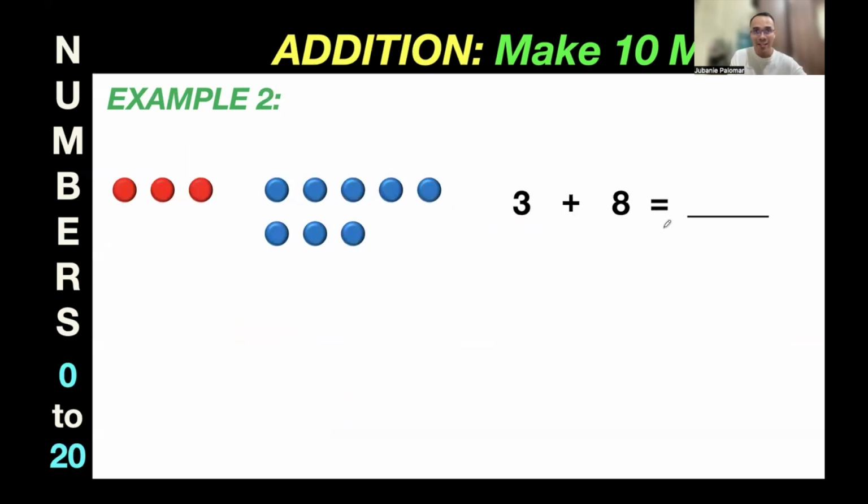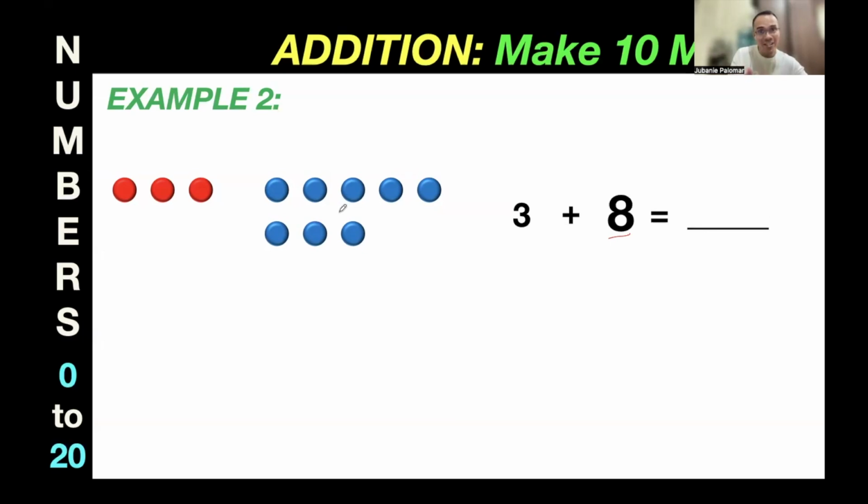3 plus 8 equals blank. There are 3 red counters and there are 8 blue counters. Now let's focus on the numbers 3 and 8. Which do you think is the bigger or the greater number? It's the number 8. Look at number 8. How many more do we need to make 10? If your answer is 2, you are correct because 8 and 2 make 10.